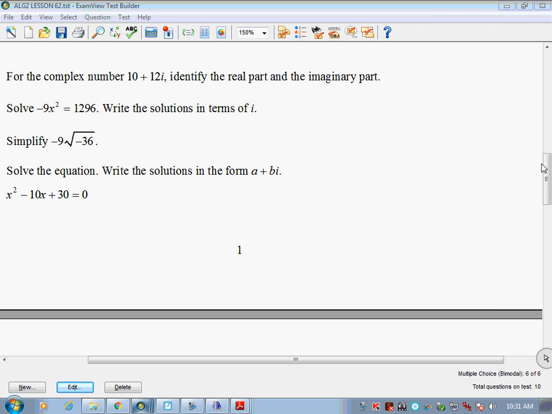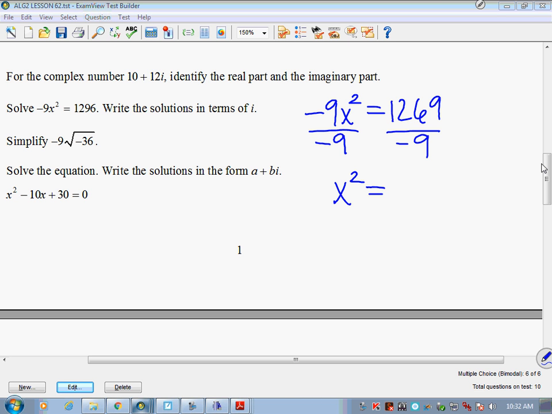Okay, solve negative 9x squared equals 1296. Well, if I'm just trying to solve for x, I've got negative 9x squared equals 1296. If I'm trying to solve for x, what do I need to do first? Divide by negative 9. Okay, so what does x squared equal? What's 1296 divided by negative 9? Negative 144.